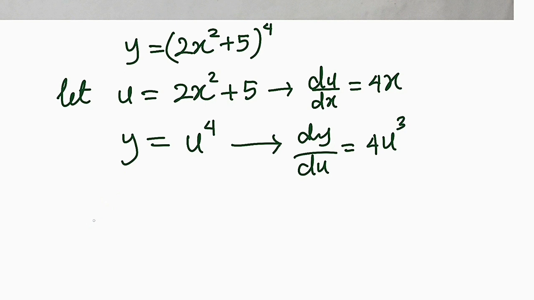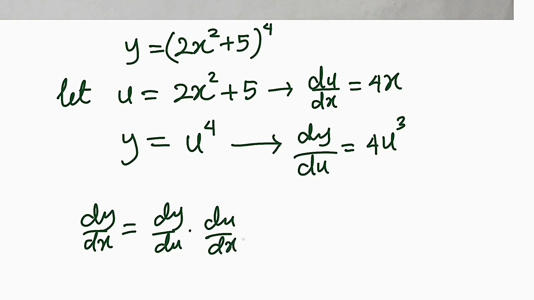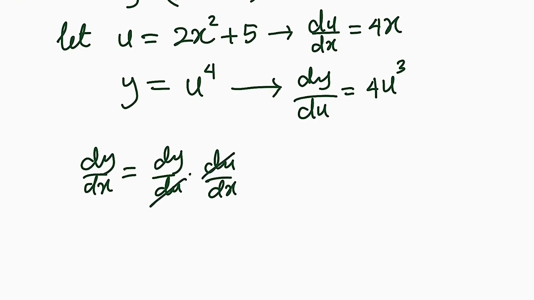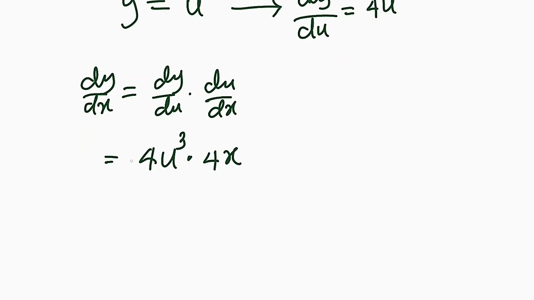So applying the chain rule, it is stated that dy over dx is nothing but dy over du multiplied by du over dx. Just observe, du will cancel du, we have dy over dx. So what is dy over du? It is 4u to the third power. So we have 4u to the third power multiplied by du over dx, which is just 4x. 4 times 4 is 16, so we have 16x times u to the power of 3.